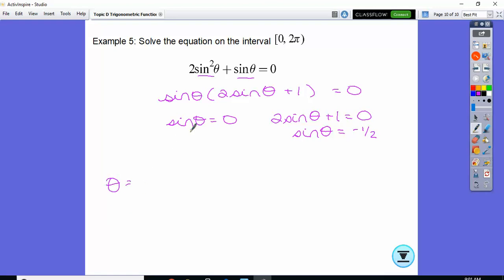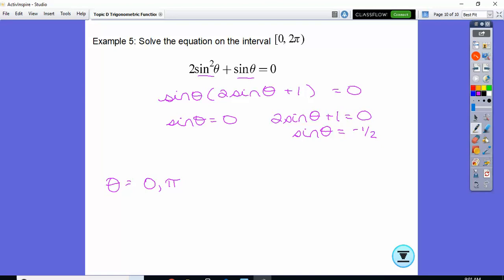Okay, we're going to have several answers here. So on our unit circle, when is sine 0? So sine is the y. Y is 0 if you're at 0 or 180. So if we're in radians, 0 degrees is the same as 0 radians. 180 is pi.